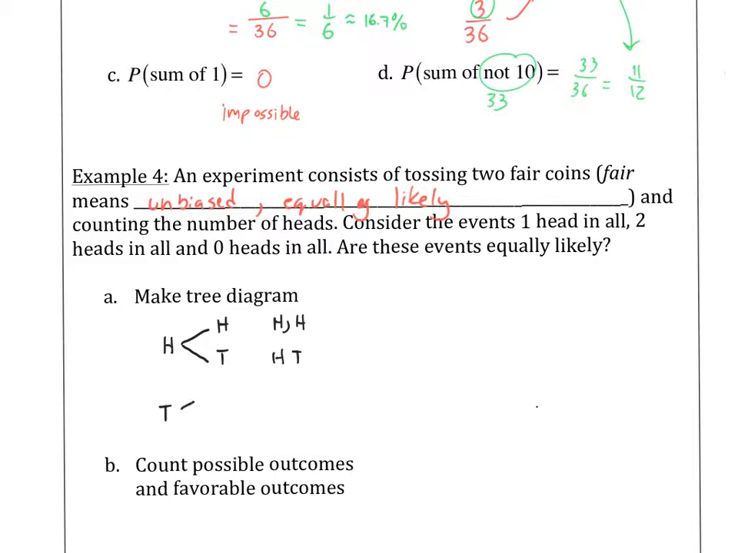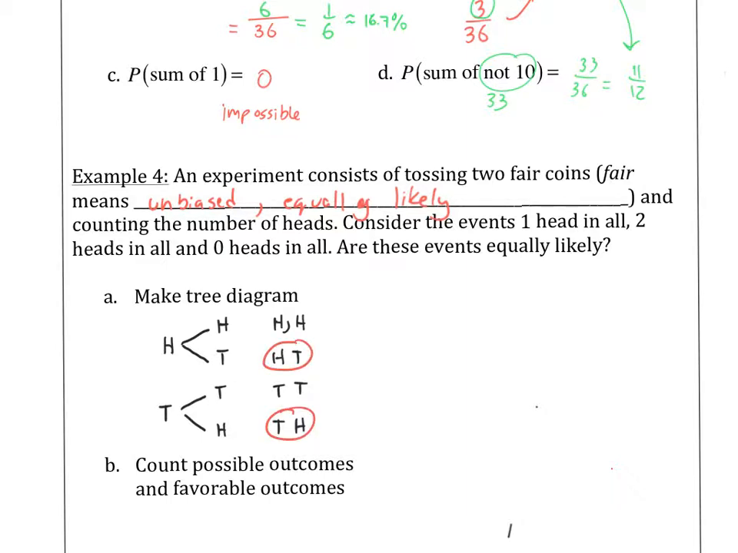Now, continuing this tree diagram, my first one could have been tails and tails. So then that's tails, tails. Or tails, then heads. So that would be tails, heads. So when we count these ones up, consider the events 1 head in all. Well, look, 1 head in all is either this one or this one.